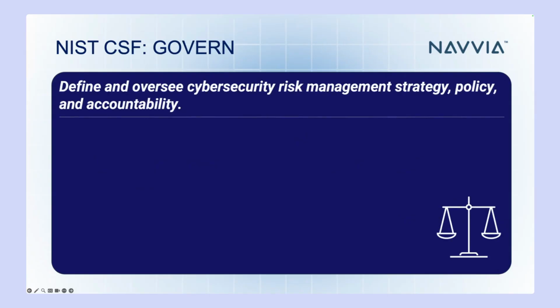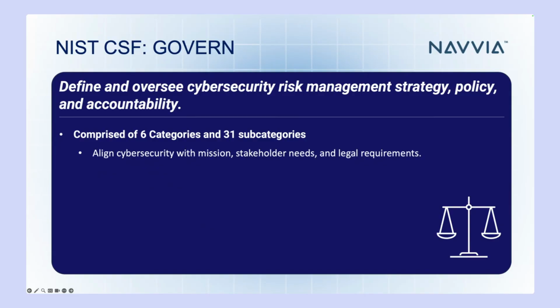And the last function, that's govern. So that's where you define and oversee cybersecurity risk management strategy, policy, and accountability. So this is the whole governance layer to make sure you understand your outcomes, but people are actually on top of those outcomes. So there's 6 categories and 31 subcategories here. So you want to make sure that cybersecurity is aligned with mission, stakeholder needs, and legal requirements.